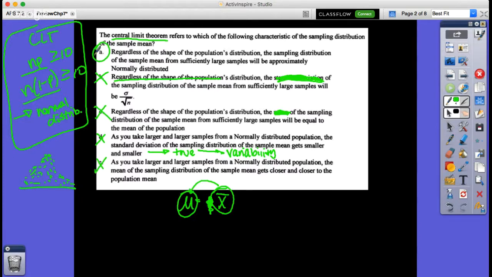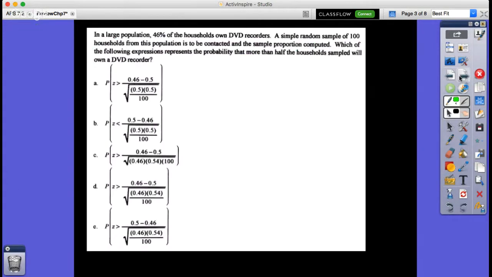Let's read A again. Regardless of the shape of the population's distribution, again, that's true. It doesn't matter if the population distribution is normal or not. The sampling distribution of the sample mean, as I get all of these values, as we get sufficiently large samples, we can approximate using a normal distribution. So we would say A would be the correct answer. All right, hopefully that makes sense there.